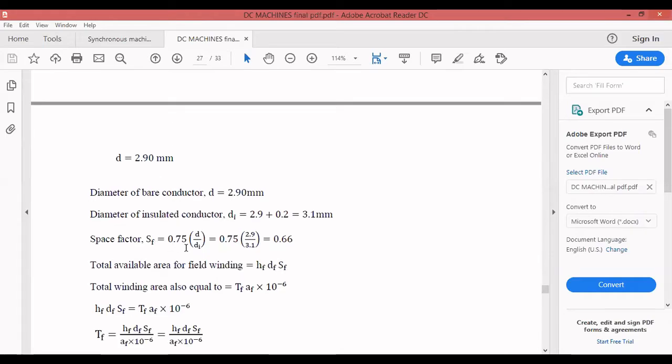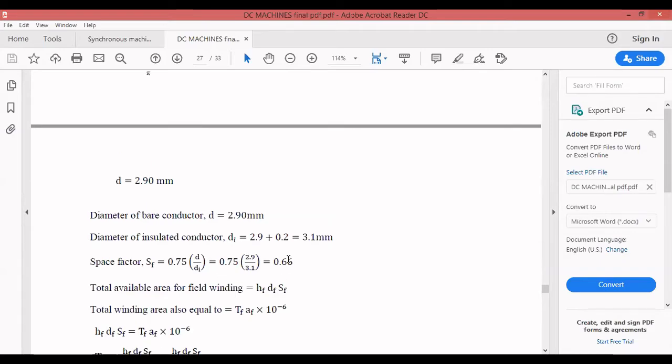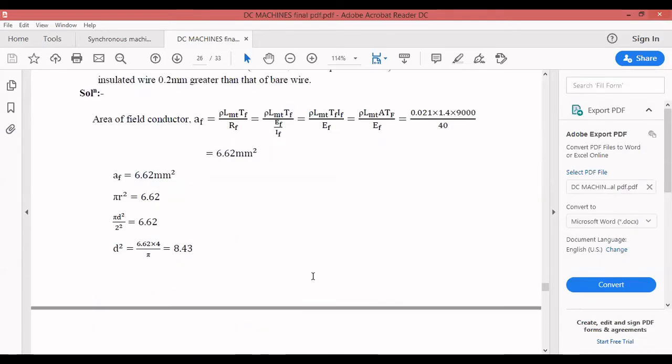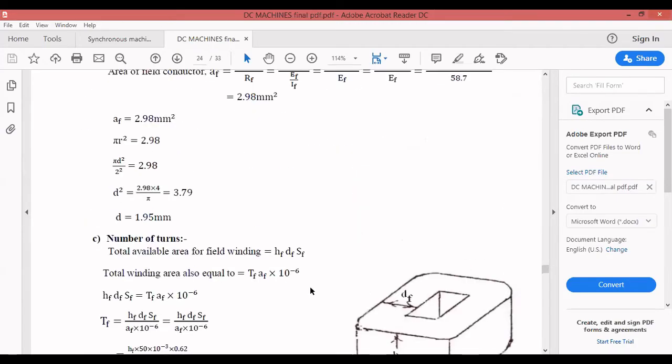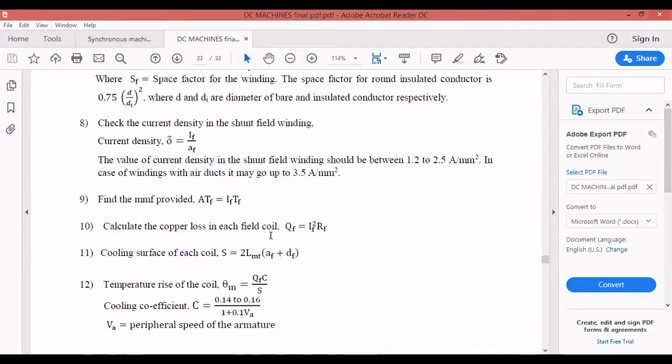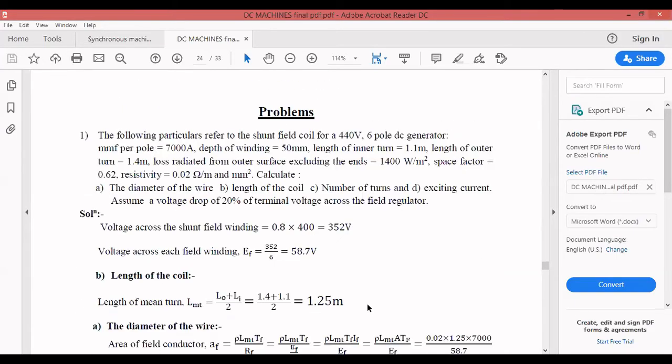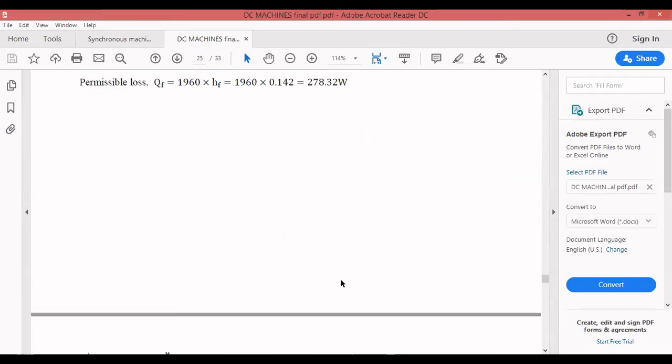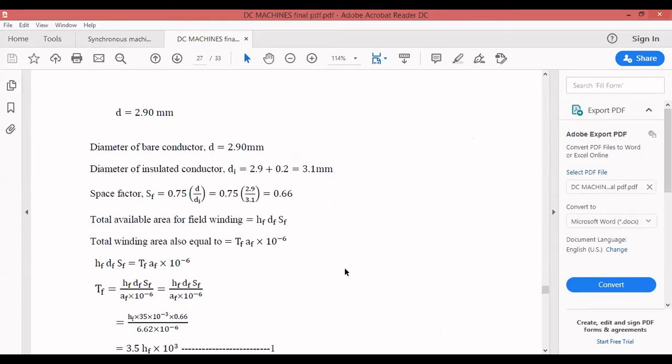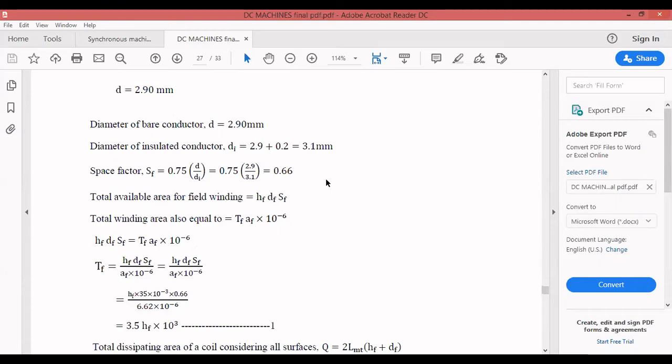Then calculate the space factor. SF is equal to 0.75 times d by di, whole square. I missed the whole square here, so make that correction. Let's check the answer: 0.75 times 2.9 divided by 3.1, whole square. So you get a space factor of 0.66. That is your space factor.